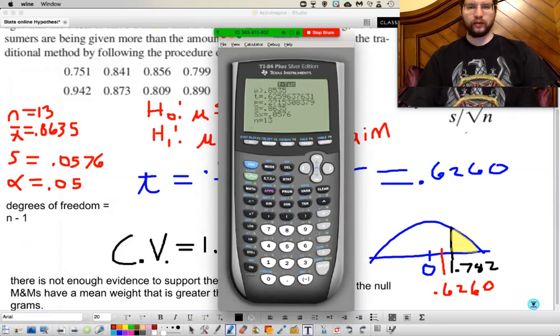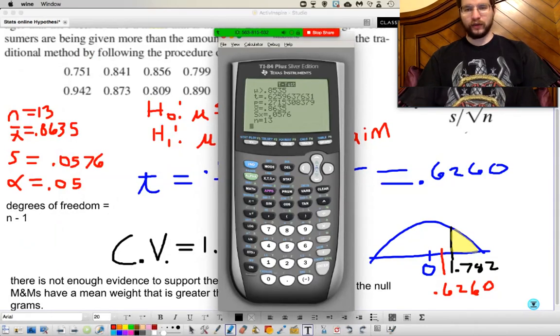Okay, it gives me my critical value, 0.6260, same thing. It does give you the p-value. TI users, go for the p-value, it's easier. Same rules. P is greater than alpha, we fail to reject the null. Done. Write down your conclusion.